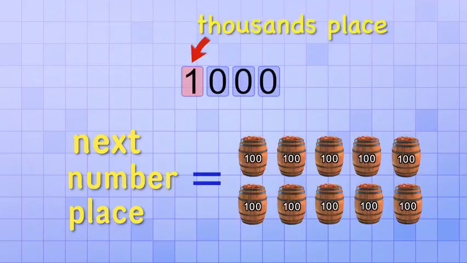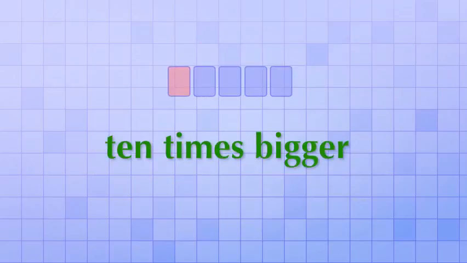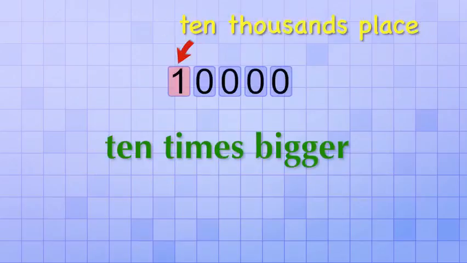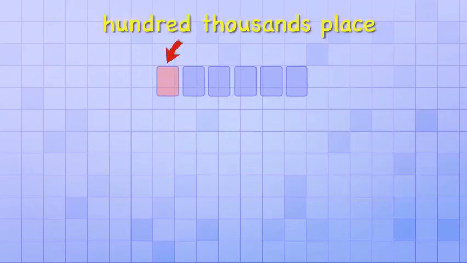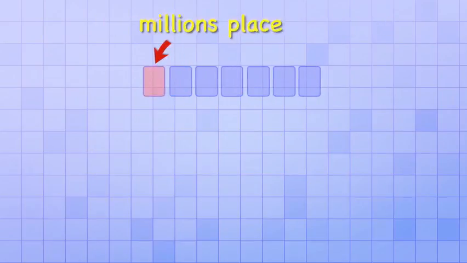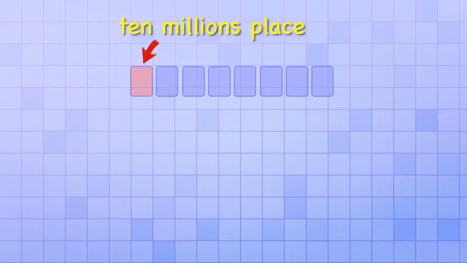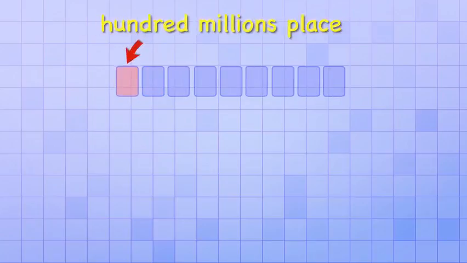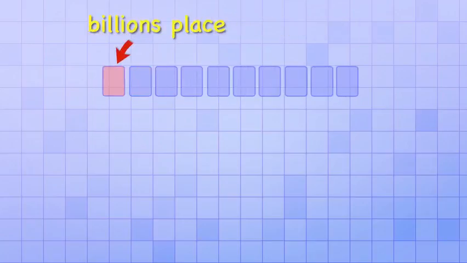That's why it's called the thousands place. And the next number place will count groups 10 times bigger than that. It's the 10,000s place. And the number places keep on going like that. Next is the 100,000s place, then the millions place, then 10 millions, then 100 millions, then billions, and so on.